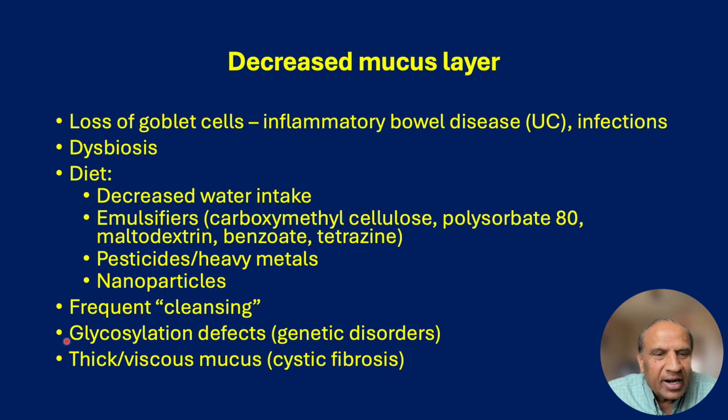Then there are some very rare congenital metabolic diseases which can affect the secretion or type of the mucus. These are the glycosylation defects. Mucus is a glycoprotein, so if you have any defect in metabolism of these glycoproteins, it can cause an abnormal mucus layer. Another abnormal mucus we see is very thick or viscous mucus in cystic fibrosis. Very thick or viscous mucus also prevents the nutrients from going through this thick layer of mucus.